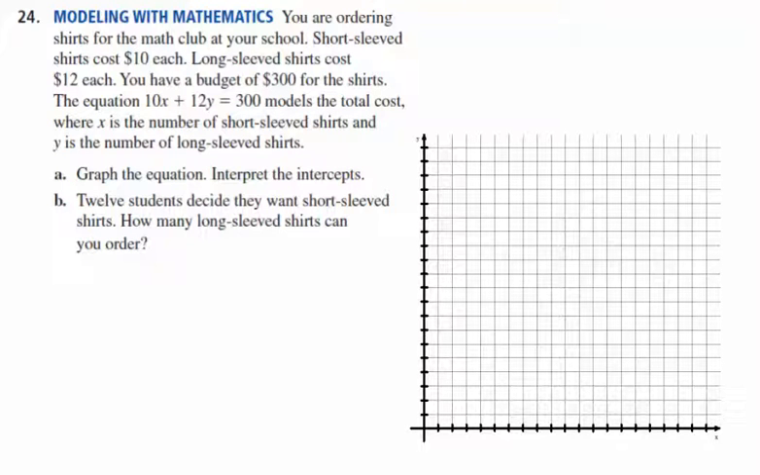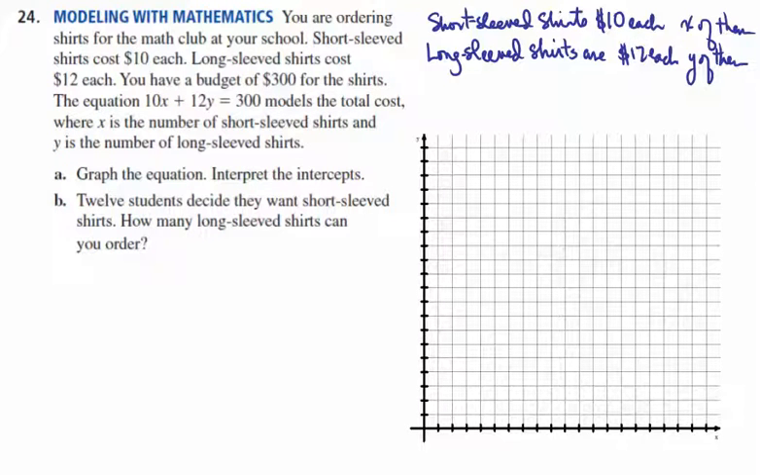Okay, we'll continue our homework problems with number 24 here. You're ordering shirts for the math club at your school. Short sleeve shirts cost $10 each, and we're going to get X of them. The long sleeve shirts are $12 each, and we're going to get Y of them.